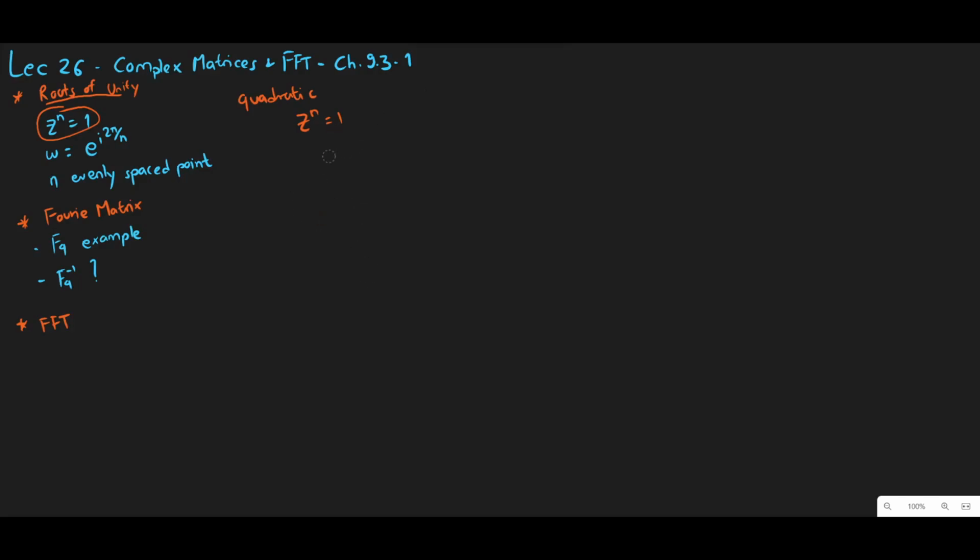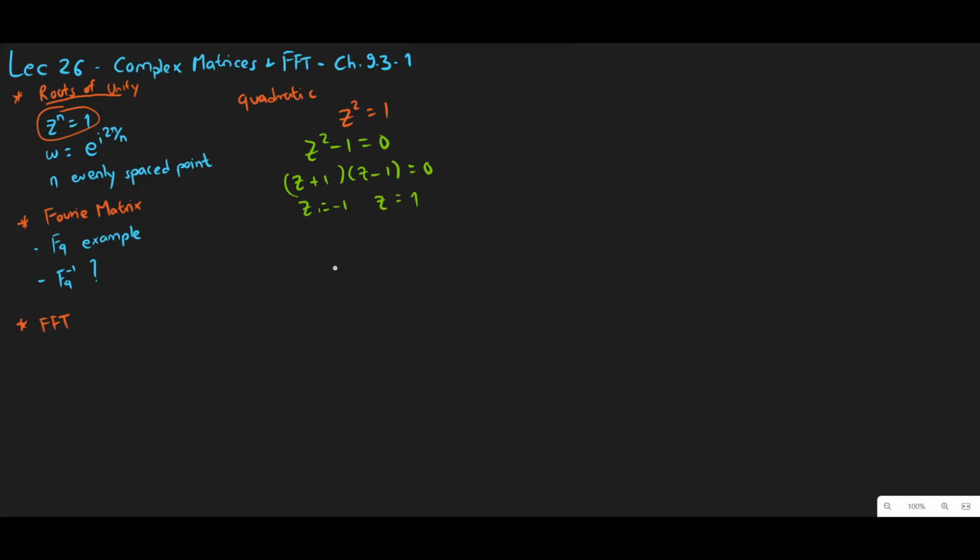Okay, so let's start with z to the 2 equals 1. Even without this formula, I want to solve it first without using this w. I will have this, and then I can break this down into this equation, and then I have z1 equals minus 1 and z2 equals 1.